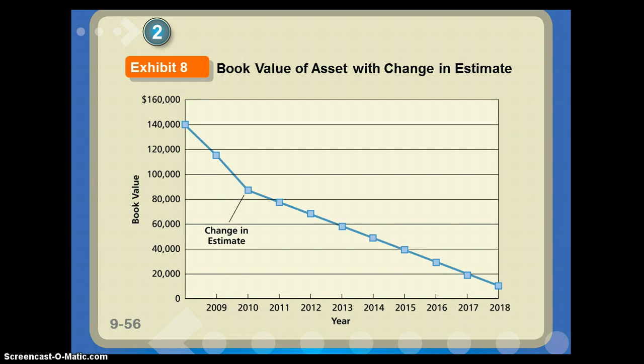So you can see a graph here of how that would look. Our asset was $140,000. We did the $26,000 each year. And then when we had the change in the estimate, you'll notice our line becomes less steep because we're depreciating less and less each year. And the y-intercept here is going to be at the $8,000 instead of the $10,000 it would have been at had we not changed our estimate. And it would be at a sooner year because we only have 3 years left on it. Now we've extended it out 8 years.